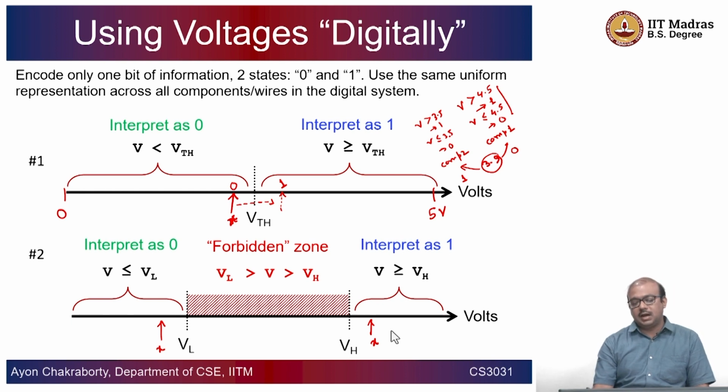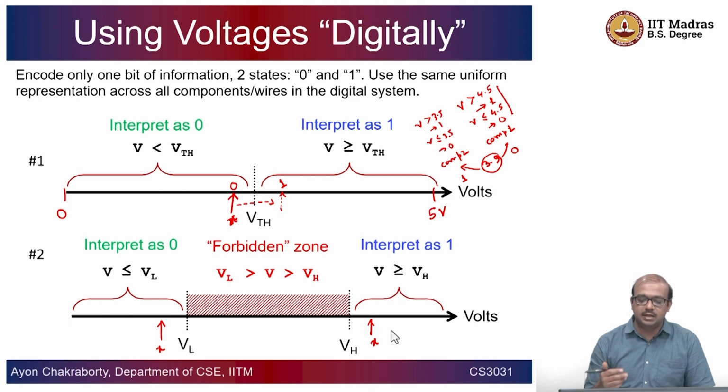So that was the minor issue with the previous design. So we had to come up with this band based design where anything in between VL and VH is going to be interpreted as illegal values. So that was about the representation of the voltages digitally.